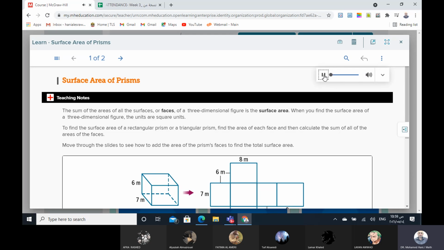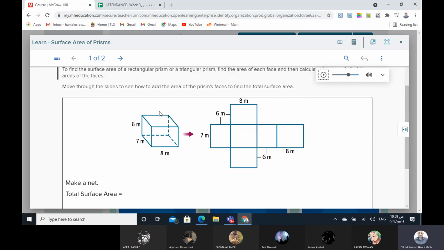Surface area of prisms. Teaching notes. The sum of the areas of all the surfaces, or faces, of a three-dimensional figure is the surface area. When you find the surface area of a three-dimensional figure, the units are square units. To find the surface area of a rectangular prism or a triangular prism, find the area of each face and then calculate the sum of all of the areas of the faces.